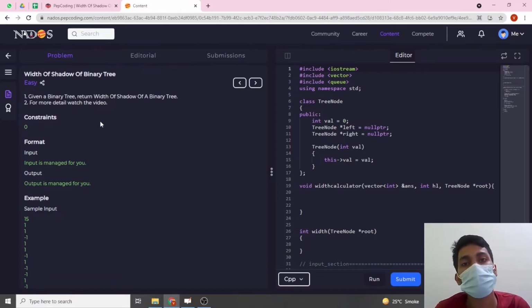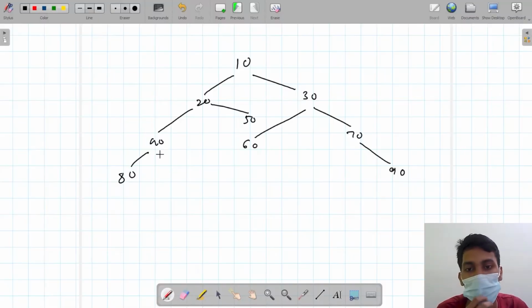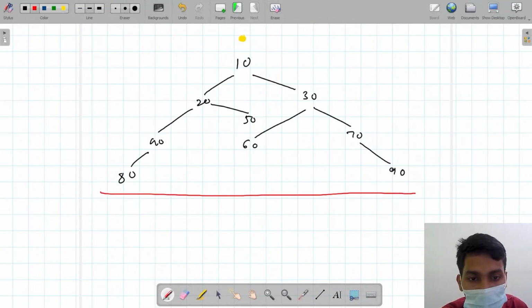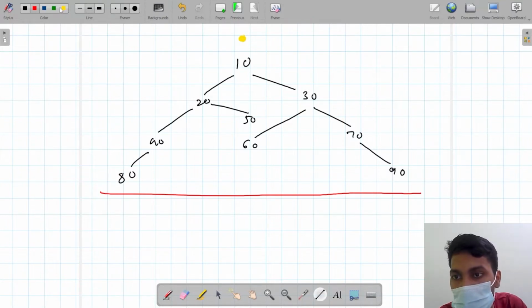So in this video we are going to discuss a new question, that is we have to find out the width of shadow of binary tree. So what this question is actually asking is that if a binary tree is given to us and we have a light bulb over here, then what is the width of the total shadow that is going to fall on this ground. So let's say what is going to be the format of shadow.